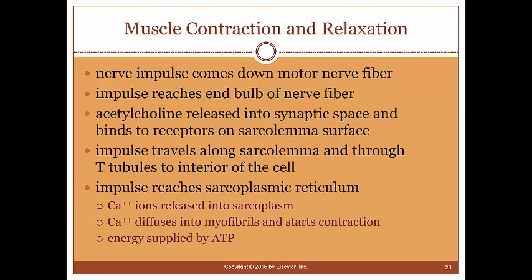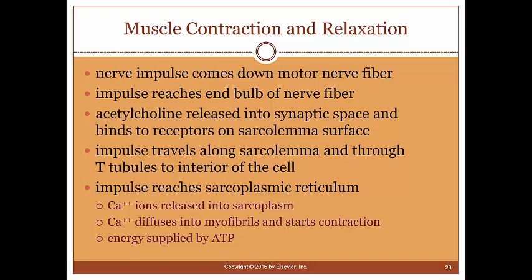So looking now at contraction and relaxation, when we're looking at that whole muscle, how it actually works is you're going to have the nerve impulses come down to the individual motor fiber units, so the individual fascicles. They're going to reach the end of that nerve fiber, and the acetylcholine is going to be released into the synaptic space, and it's going to bind to the surface of the muscle cell known as the sarcolemma, same thing as your plasma or cell membrane. We just happen to call it a sarcolemma in muscle.